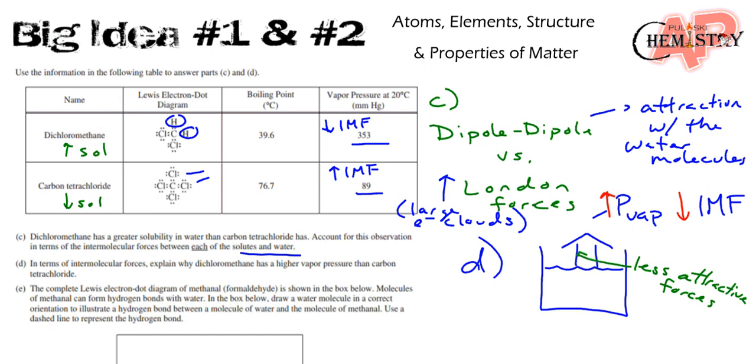1 point for referencing the type of IMFs on each of the compounds. So you just have to say what was going on in each, which is funny because we said that in the last one. Just had to say it again. A little weird. Almost done.